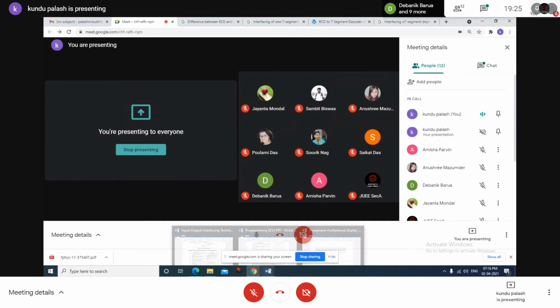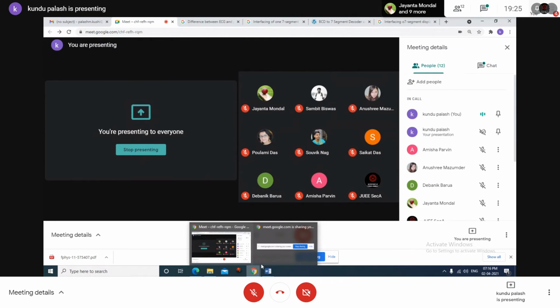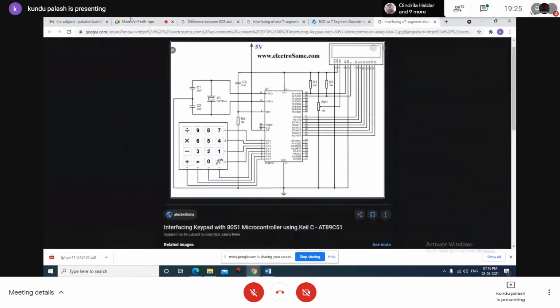Then another example is interfacing the push button of the keyboard via the 8255 port. What is that?